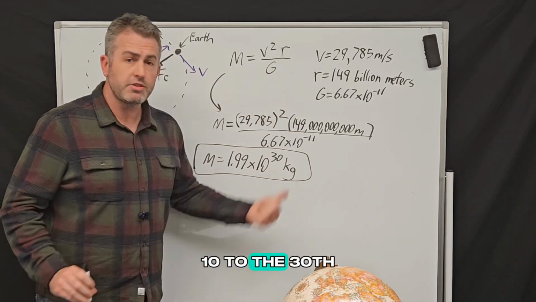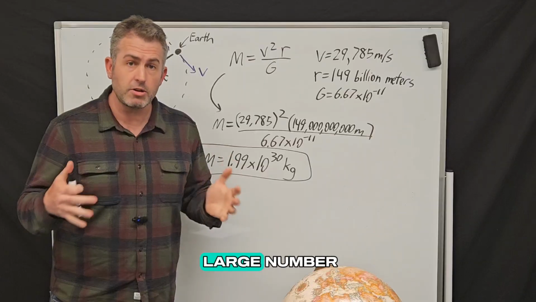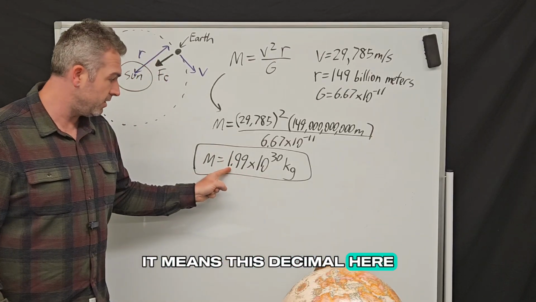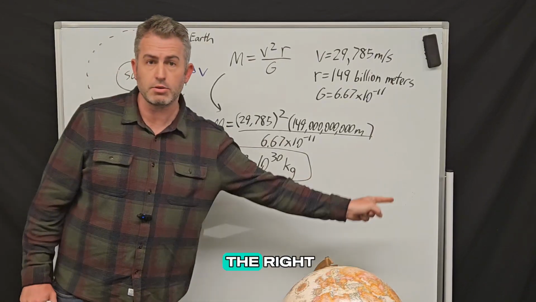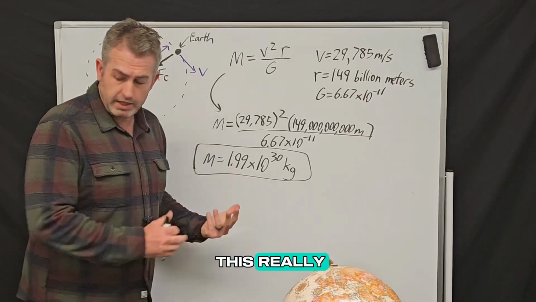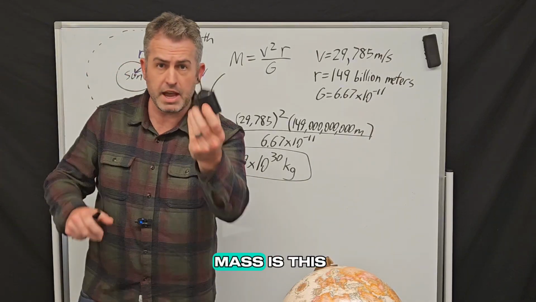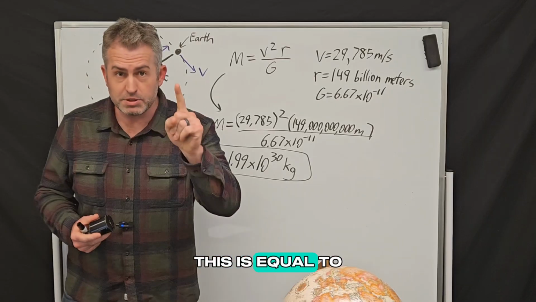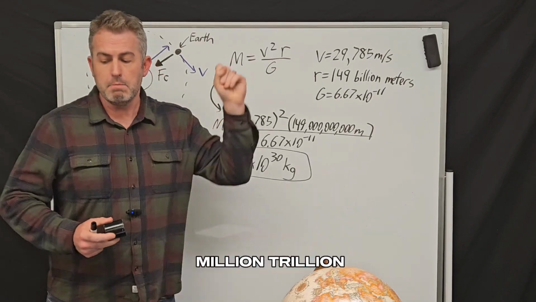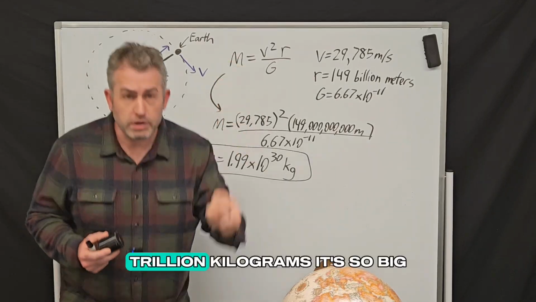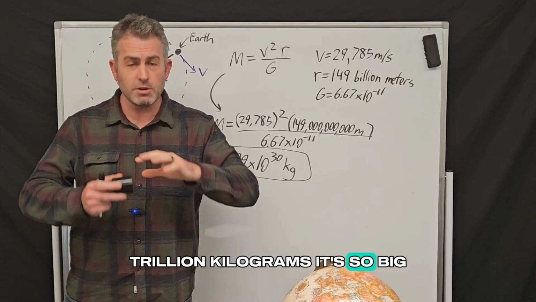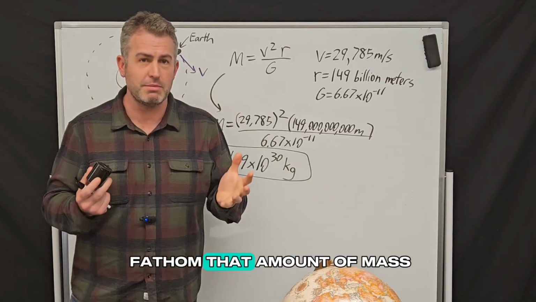So remember, 10 to the 30th power is an insanely large number. It means this decimal here, you have to move it 30 places to the right. So how big is this really? How many kilograms of mass is this? This is equal to 1.99 million trillion kilograms. It's so big, it's hard to even fathom that amount of mass.